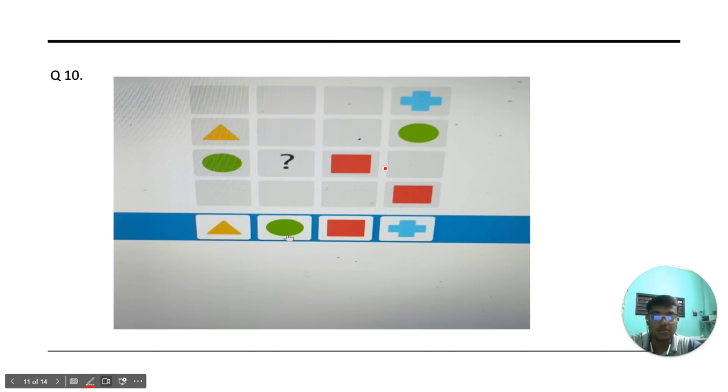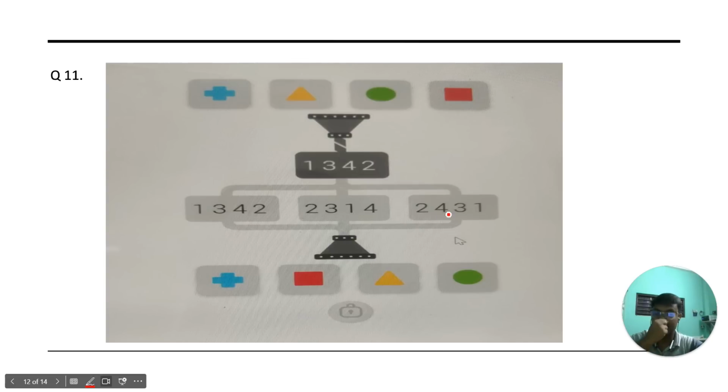So here we need to find the symbol that comes in the question mark. Here only one symbol is left, that is triangle, and all three are in this row, all three are done except for plus. So plus would come in place of the question mark. Plus is the correct option.